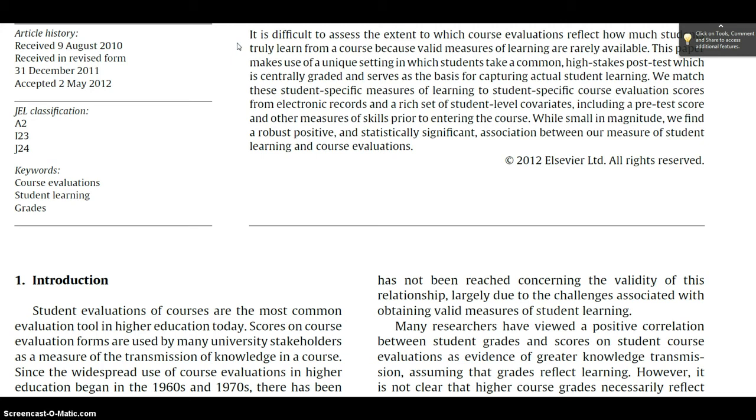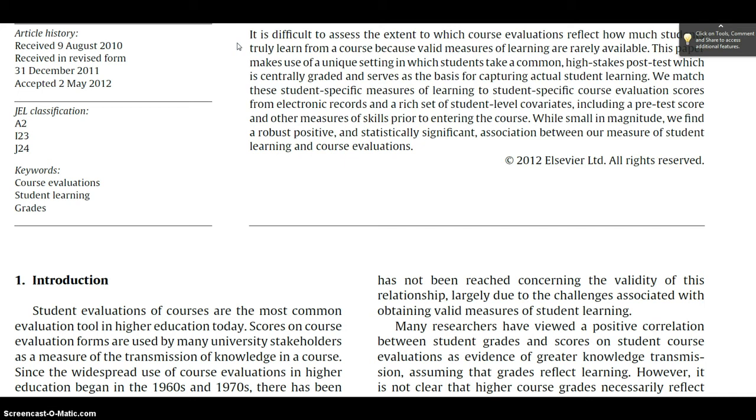And in a previous video I talked to you a little bit about this, but I'm just going to start here again. So in this first sentence, we're already starting to set up the significance of this particular research. So the authors write, it is difficult to assess the extent to which course evaluations reflect how much students truly learn from a course because valid measures of learning are rarely available. So that's a broad general statement, and what it does is it starts to suggest that the topic of this article, like the title indicates, will be about course evaluations and learning. And what we're trying to get at here is that it's really challenging to determine the relationship between course evaluations and learning. So they're starting to suggest that in some way they're going to respond to this challenge.